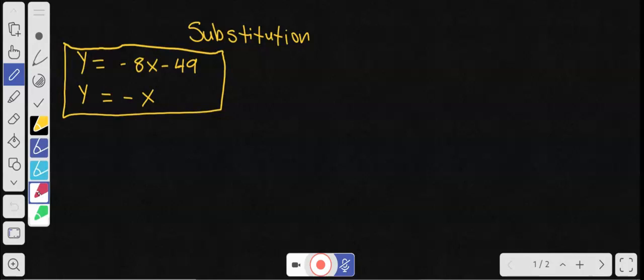Here, I presented you y equals negative 8x minus 49 and y equals negative x. Now, one of the things you want to do when you're substituting is to understand what the problem is presenting. They're saying that y is negative 8x minus 49, but y is also negative x. So another way you could write that is to equate them to each other. Negative 8x minus 49 is equal to negative x.